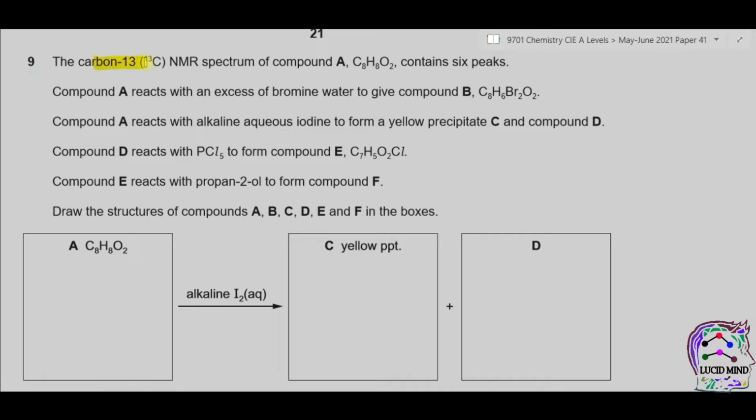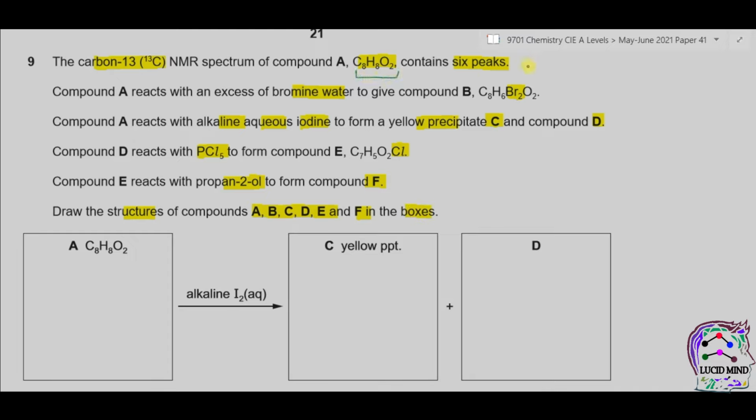Question number 9. The carbon-13 NMR spectrum of compound A, which is C8H8O2, contains 6 peaks. Compound A reacts with an excess of bromine water to give compound B. Bromine is added. Compound A reacts with alkaline aqueous iodine to form a yellow precipitate C and compound D. D reacts with PCl5 to form compound E, in which chlorine is added. Compound E reacts with propan-2-ol to form compound F. You have to draw the structures of compound A to compound F in the boxes. This is the molecular formula of compound A.